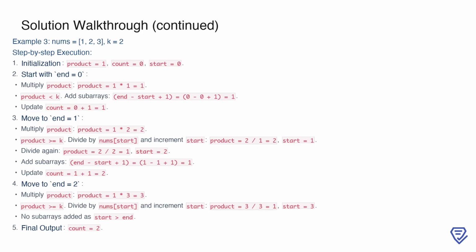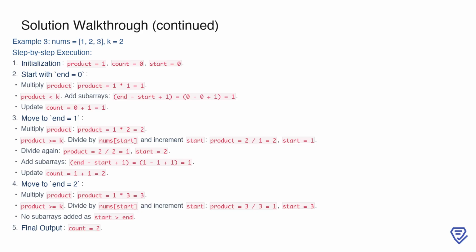Since the product is now equal to k, we adjust the window by dividing the product by nums[start] and incrementing start. This reduces the product to 2, and we divide again because the product is still not less than k. After dividing by nums[start] again, the product becomes 1 and start is incremented to 2. At this point, we count the subarray [2], adding another 1 to count for a total of 2.